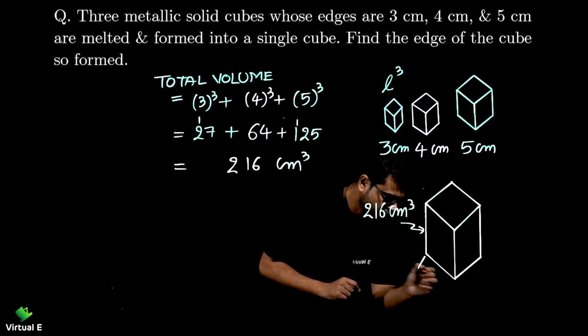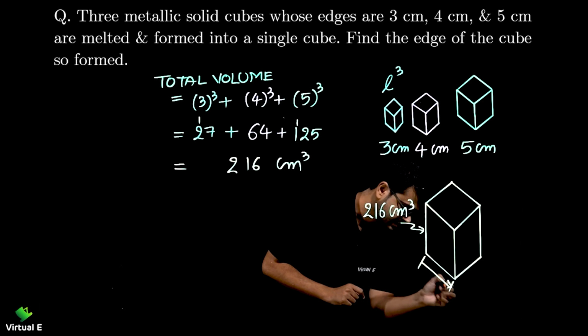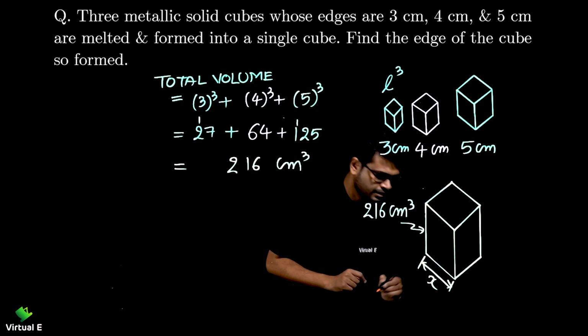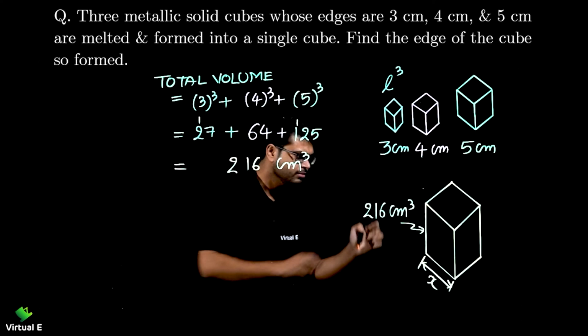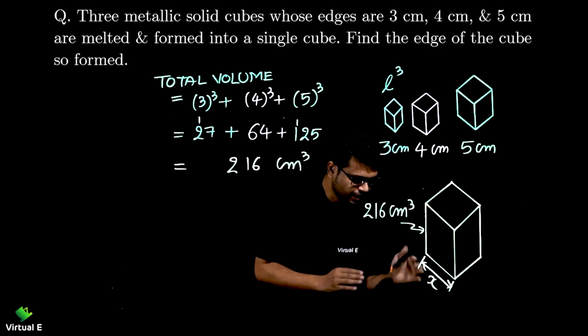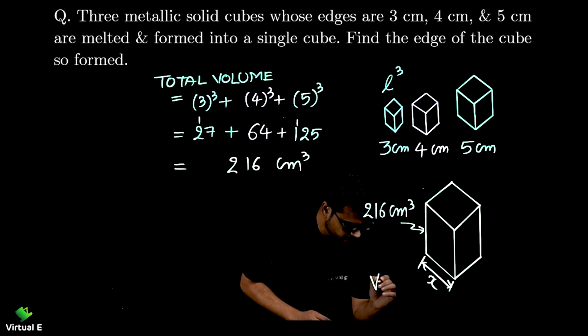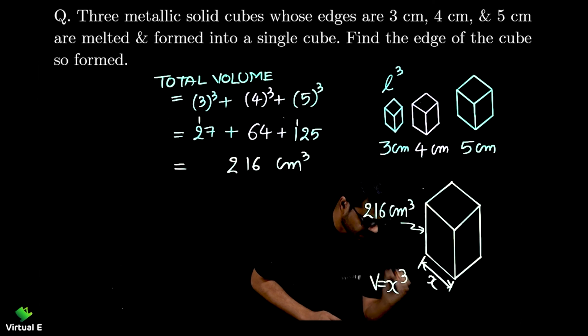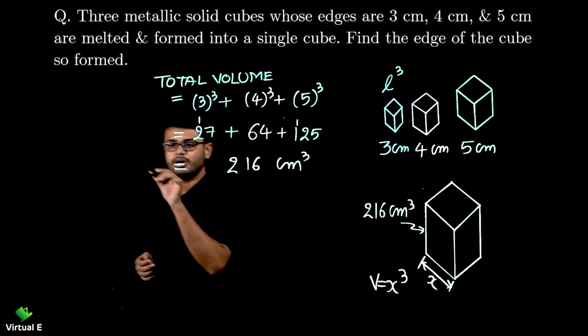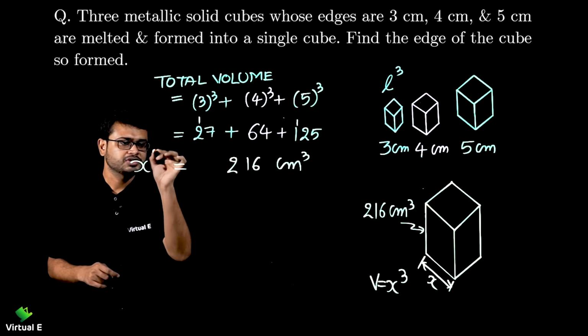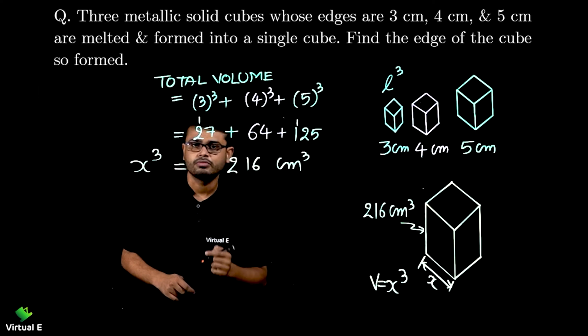Then now I want to find the length of the edge. Length of the edge means what? This I want to find. Let's say this is x. I want to find it. So what is the volume? If I want to apply the formula, can I say that the volume of this cube is x cube? And I have the value as well. So I'm going to write x cube is equal to 216.